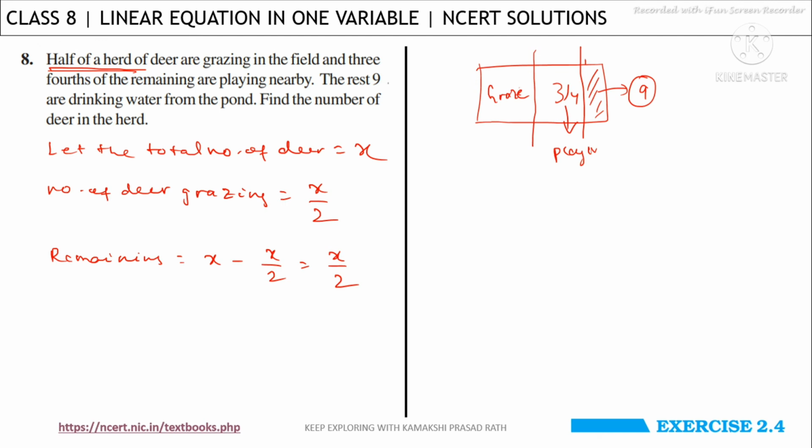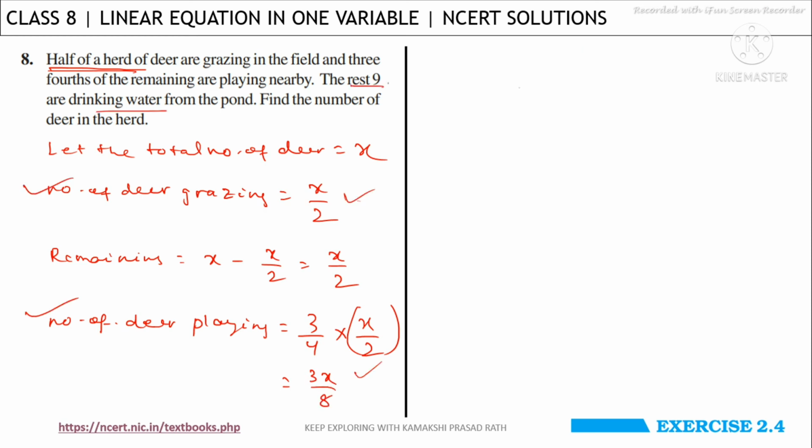Now 3/4 of the remaining. So the number of deer playing are 3/4 of the remaining. You can see here 3/4 of the remaining. So we get 3x by 8. So here we have found out how many deer are grazing and how many deer are playing. Next we'll find out the number of deer drinking water. From the total number of deer, if we take out the number of deer grazing and the number of deer playing, the left out will be drinking water.